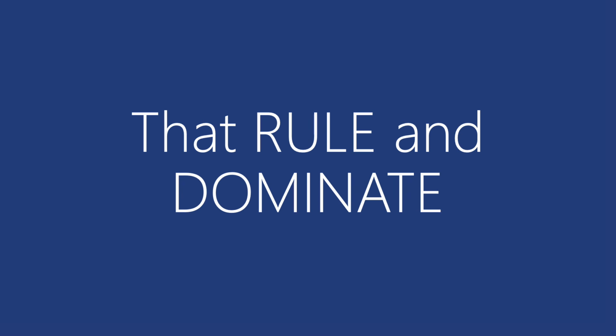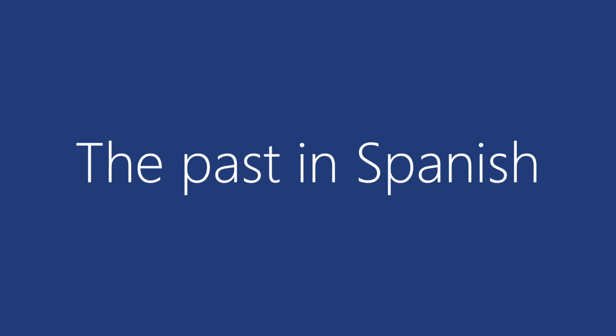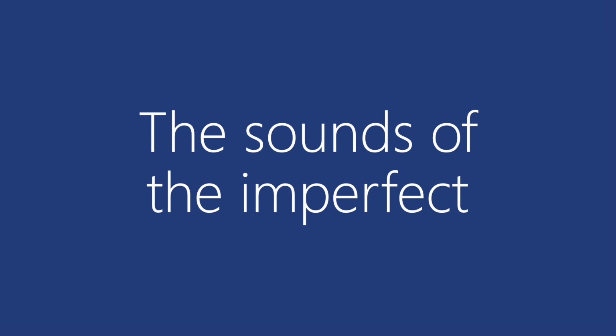There are two little sounds that rule and dominate the past in Spanish. Those sounds are aba and ia. These are the sounds of the imperfect tense.